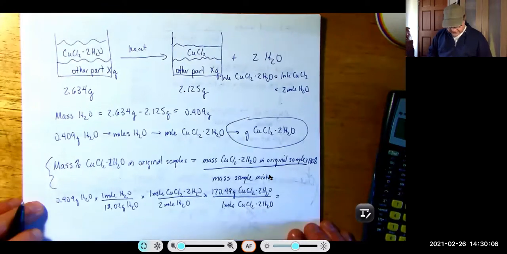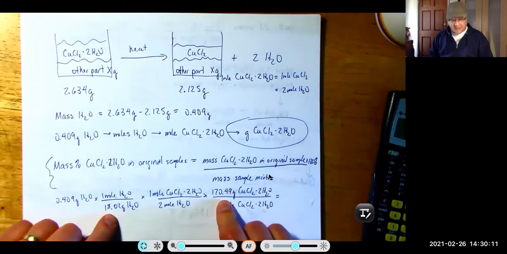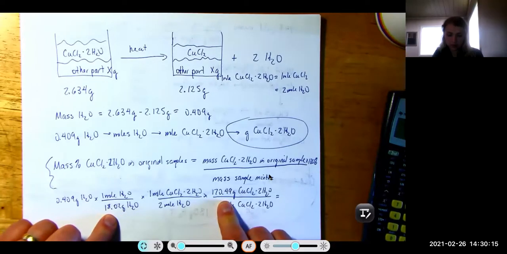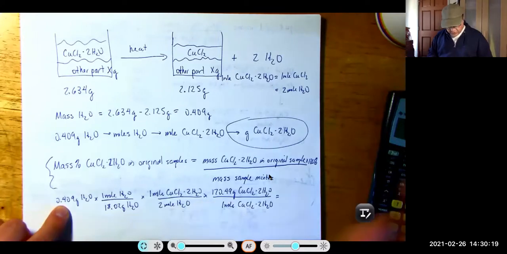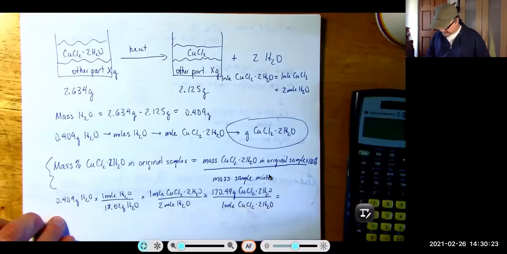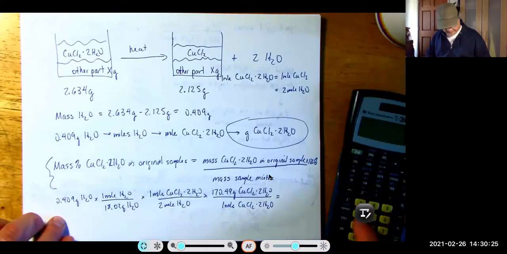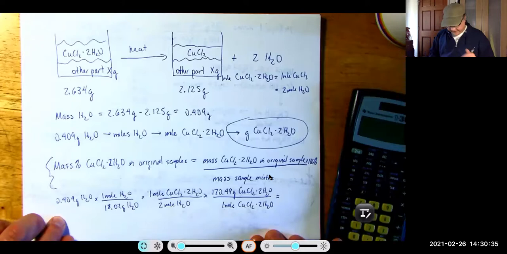So if we estimate this number, doesn't 18 go into 170 about 10 times? 10 times 0.4 is 4. 4 divided by 2. So our answer should be close to 2. Probably a little less. 1.93.